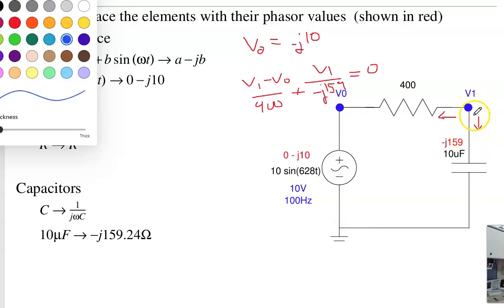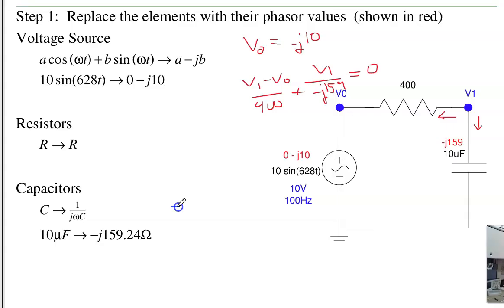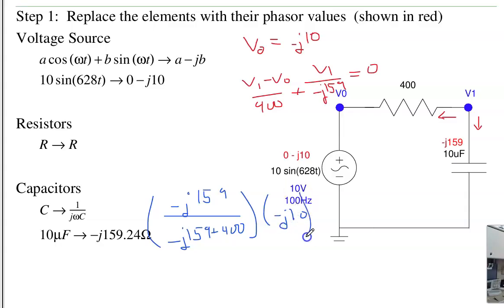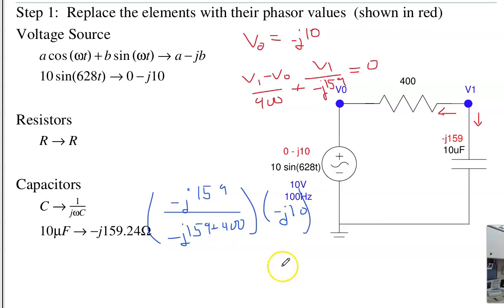V1 is R1 over R1 plus R2 times V0. That would be (R1 minus j159) over (R1 plus R2 minus j159), which is 400 plus... That's a percentage of the input, and the input is minus j10. That also works.